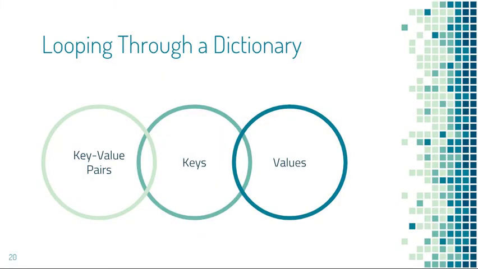A single Python dictionary can contain just a few key-value pairs or millions of pairs. Because a dictionary can contain large amounts of data, Python lets you loop through a dictionary. Dictionaries can be used to store information in a variety of ways. Therefore, several different ways exist to loop through them. You can loop through all of a dictionary's key-value pairs, through its keys, or through its values.